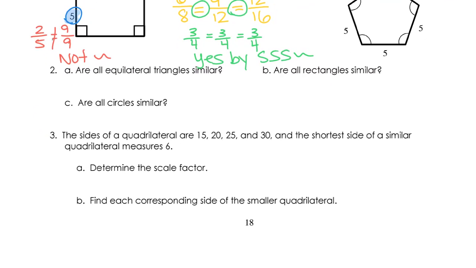We'll hop down to number 2. In number 2A, they want to know, are all equilateral triangles similar? If we draw an equilateral triangle, a small one and a large one, remember that all angles of an equilateral triangle are 60 degrees, so all the angles would match up. And all sides are equal. If the small one has all sides of 3 and the big one has all sides of 5, you would end up with equal fractions of 3/5, 3/5, 3/5. And so yes, these are similar.